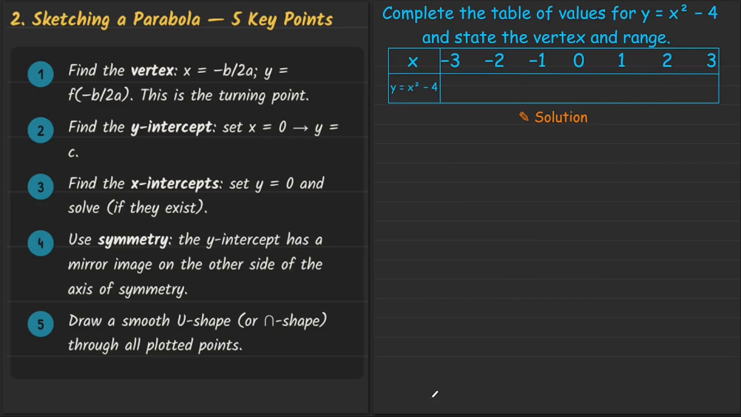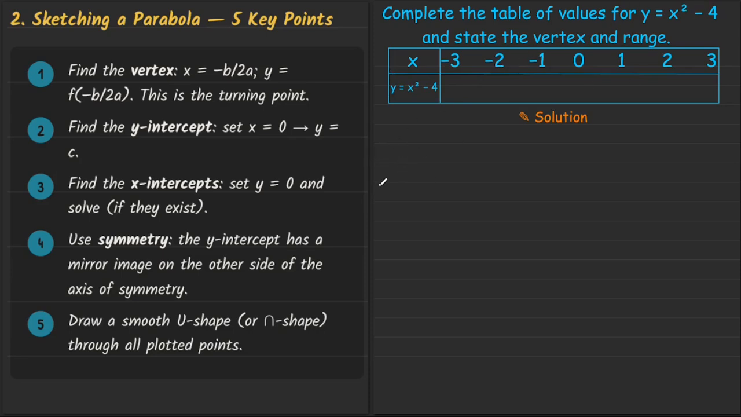So let's start by looking at our first question. A very simple one, and we'll build on it as well. Our first question says copy and complete the table of values for y equals x squared minus 4 and state the vertex and range. You have to copy and complete, so we are just completing this table. Anytime you are given this question in an exam, all they are asking you to do is to substitute each value of x into your y, and then you complete the table.